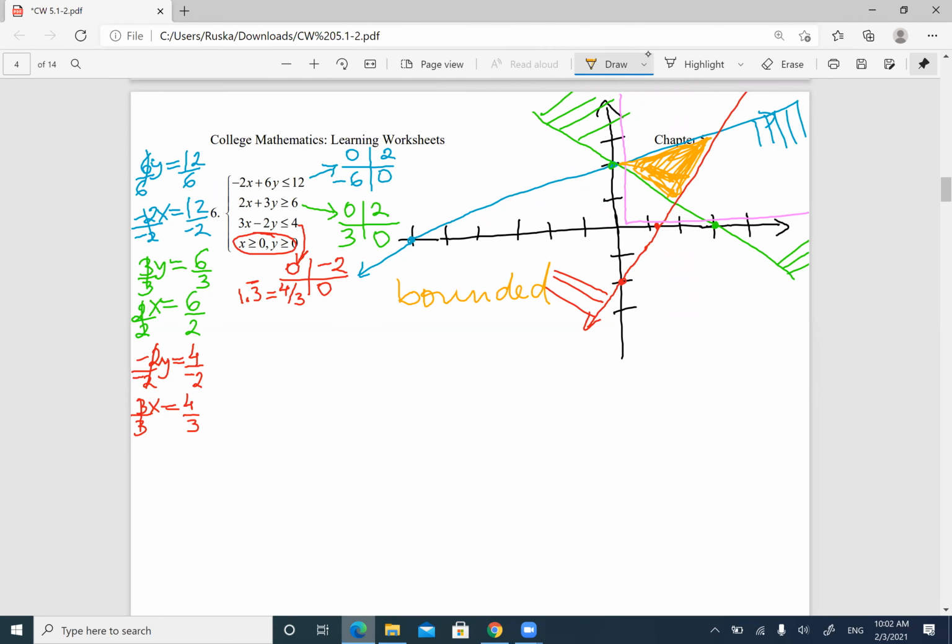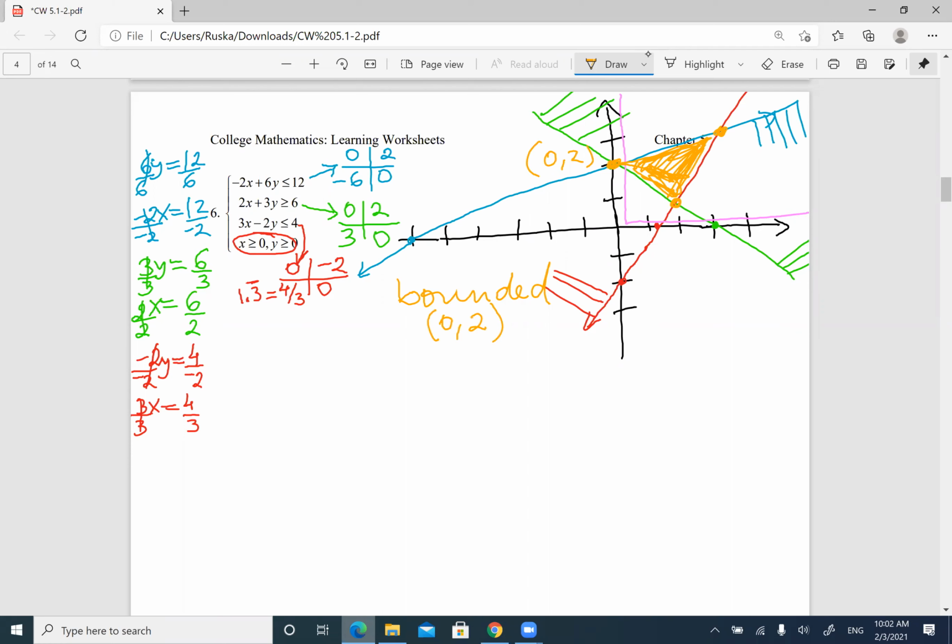And you need to find the corner points. Now the corner points are always the intersection between two lines, right? Oh, actually this is easy. The first one is easy. So this one has coordinates what? 0 and 2, right? Yes, ma'am. So the first corner point is 0 and 2.